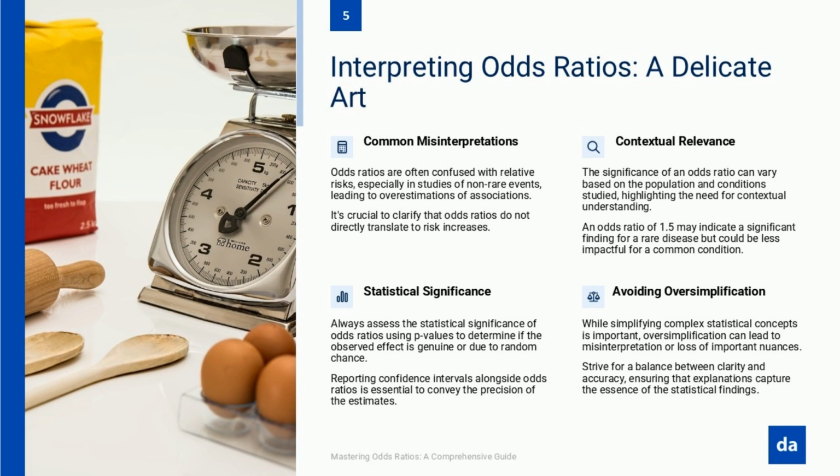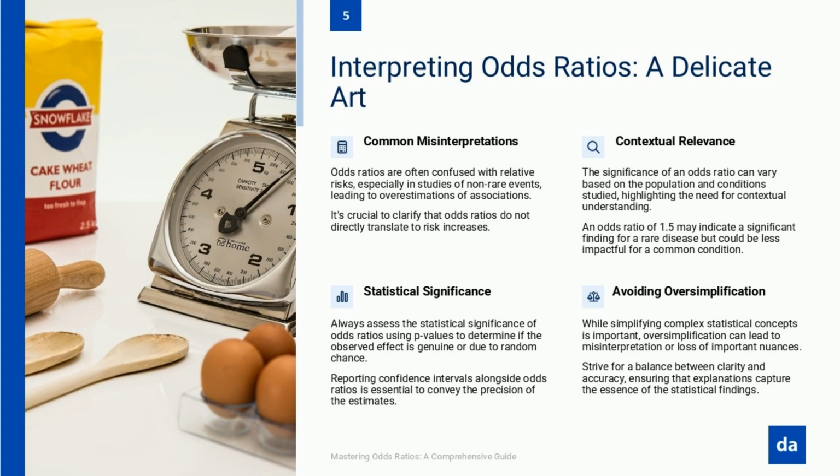Another common misinterpretation occurs when researchers fail to distinguish between the odds of an event occurring and the probability of that event. Remember, odds represent the ratio of the probability of an event happening to the probability of it not happening, while probability is simply the likelihood of an event occurring. This distinction is essential for accurate interpretation of statistical results.